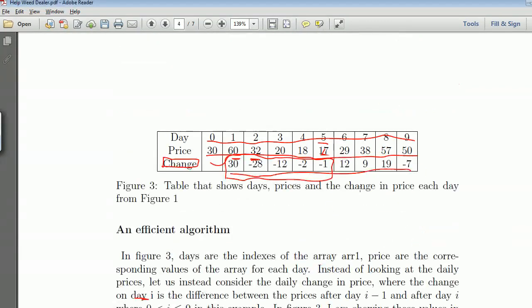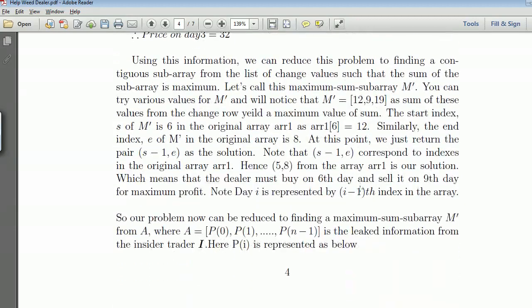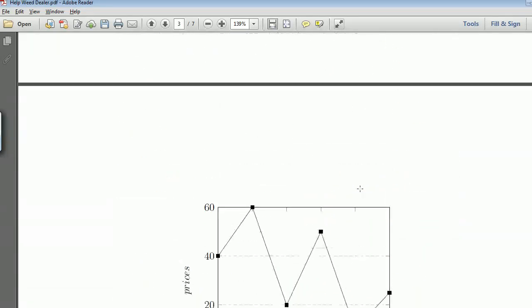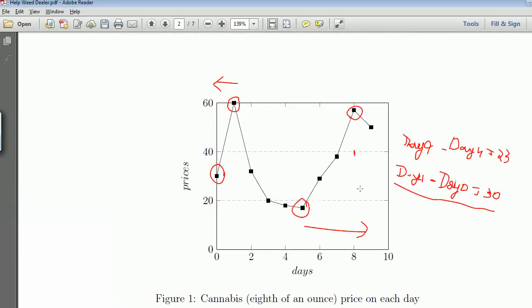Okay, but why do we want to do this? This is because ultimately we want to find out a point in the graph where, you know, the total increase is maximum, right? So this increase could be anywhere. So we want to find that point X, and we want to find that point Y, where the increase in the price of cannabis is maximum, right?